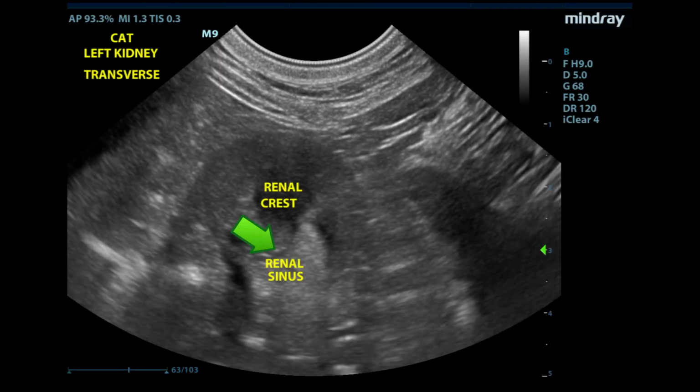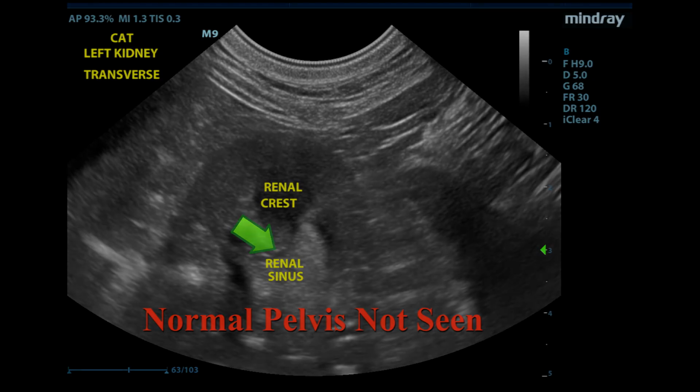The renal pelvis is a thin chamber contained within the renal sinus and is not usually seen on ultrasound unless it is dilated. Urine passes from the renal crest into the renal pelvis and from there to the proximal ureter.